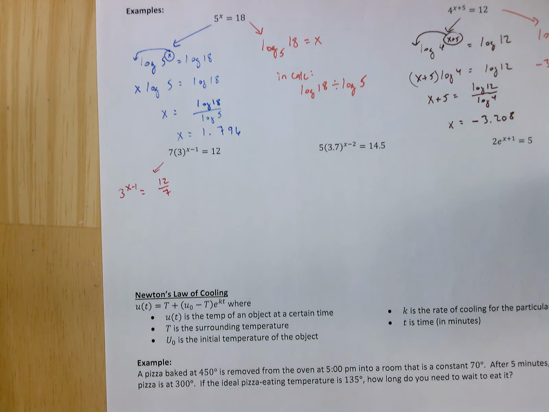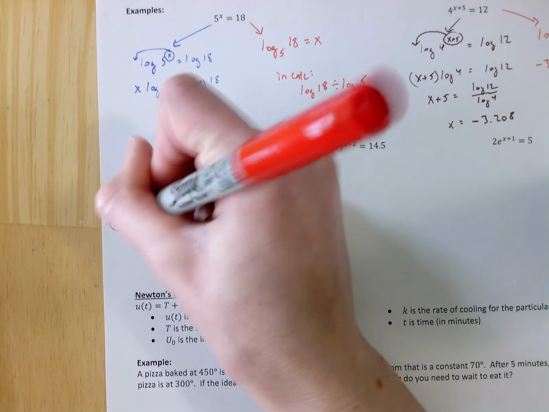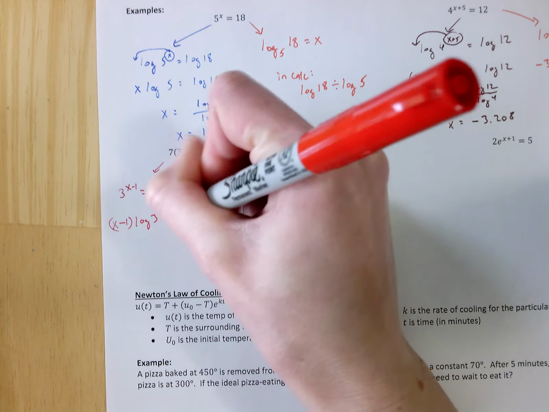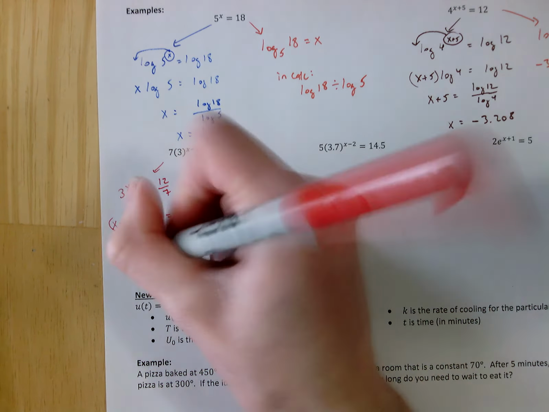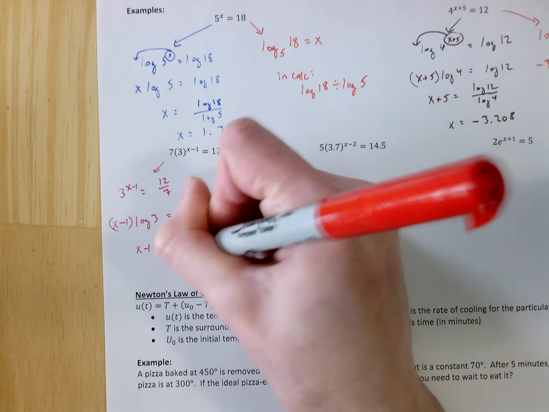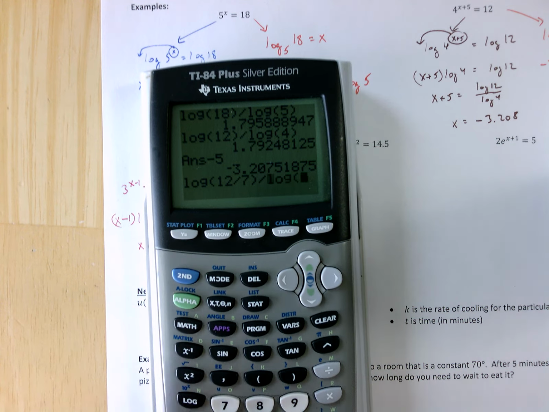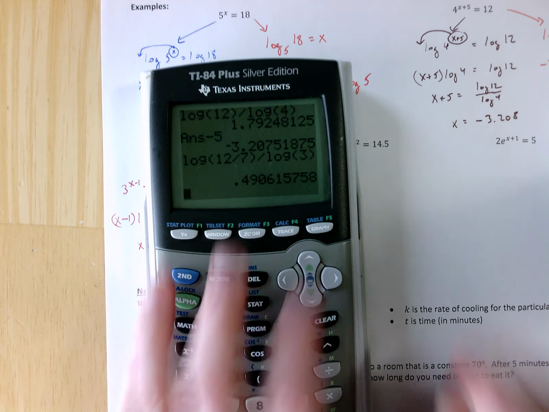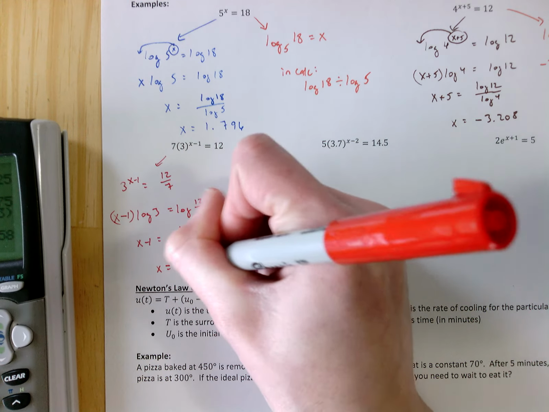Okay, so I'm going to take the log of both sides, and I'm going to drop that exponent as I take the log of it. So I'm going to skip a step there. So it'll be x minus 1 times the log of 3 equals the log of 12 over 7. So then x minus 1 equals the log of 12 over 7 divided by the log of 3. Right, so in the calculator, log of 12 over 7, make sure you close your parentheses, divided by log of 3. And then, of course, we're going to have to add 1 to that. So it'll be 1.491.